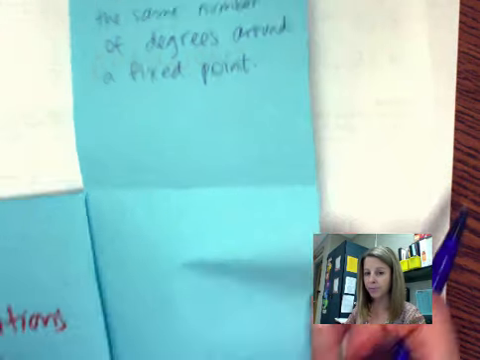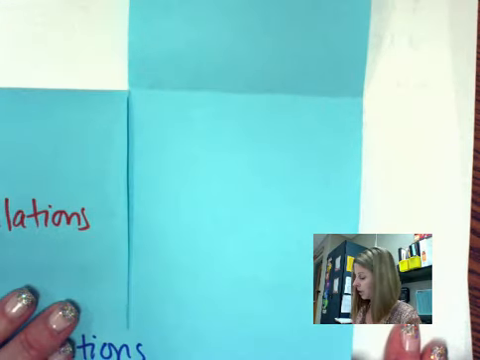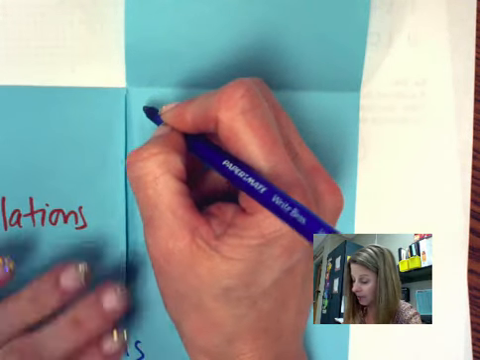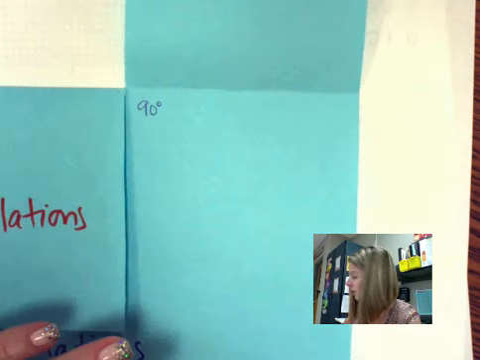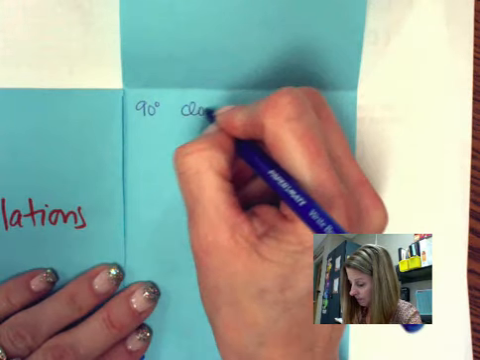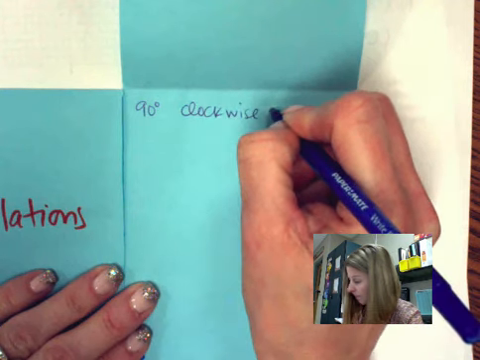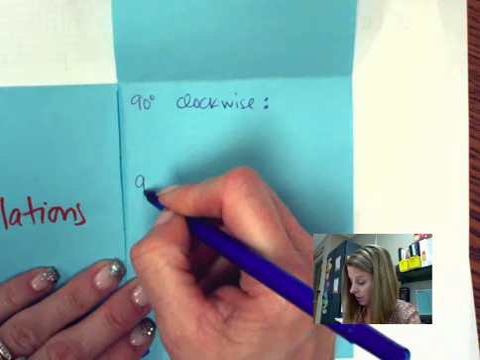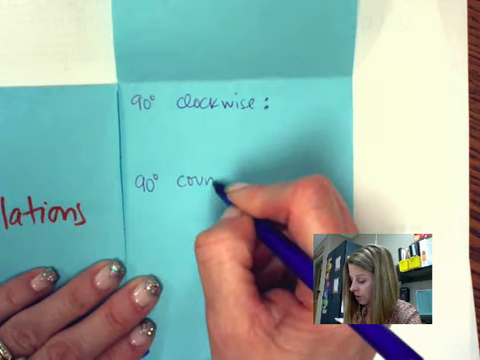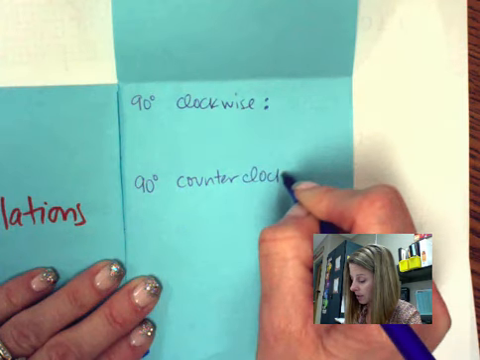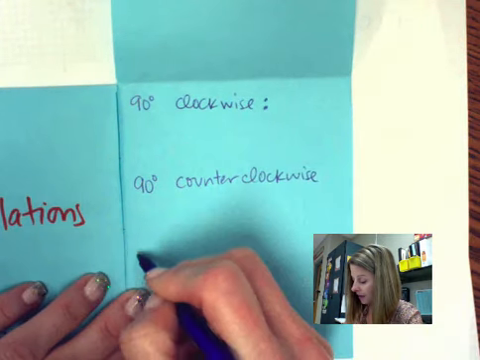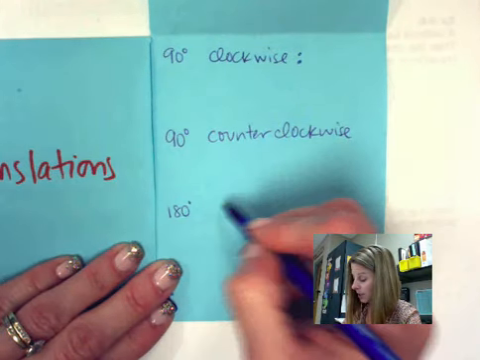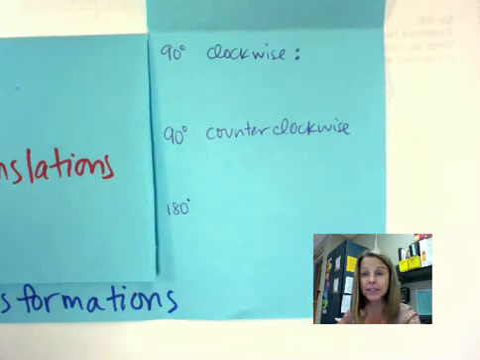Okay, there are going to be three very important shortcuts that we're going to use. The first shortcut will be a rotation of 90 degrees clockwise. The second one will be a 90-degree counterclockwise rotation. And then the final one that we will write down is a 180-degree rotation. Now I'm not going to say clockwise or counterclockwise because it doesn't matter.